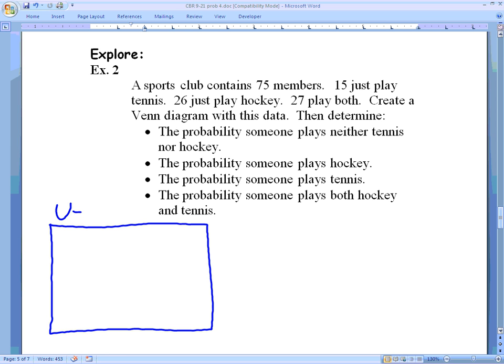It's our whole set. As we look at this problem here, a sports club contains 75 members. So our universe is the whole club, and it is 75 people. Then it says 15 just play tennis. And then it says 26 just play hockey. So I'm going to make a red circle that represents tennis. I'm going to make a green circle that represents the hockey. It doesn't tell me how many are in the set, but it does say that we have 15 that just play tennis.